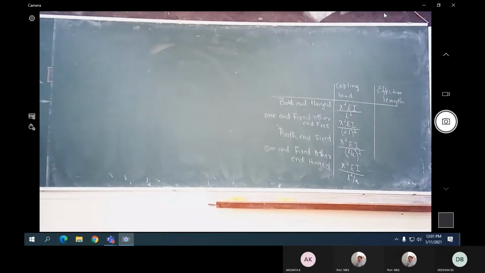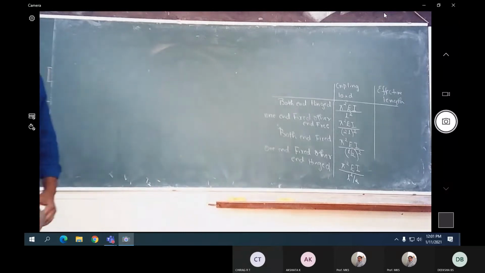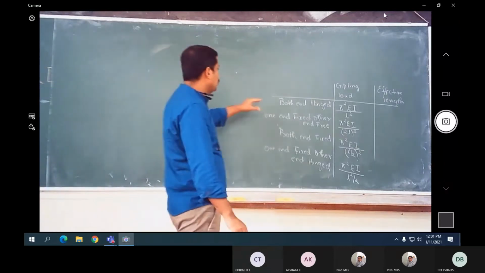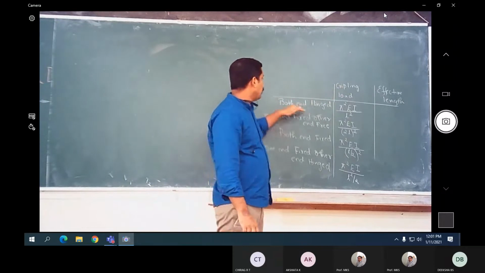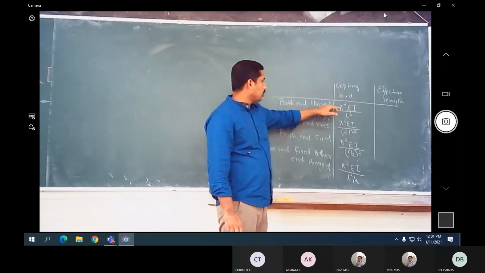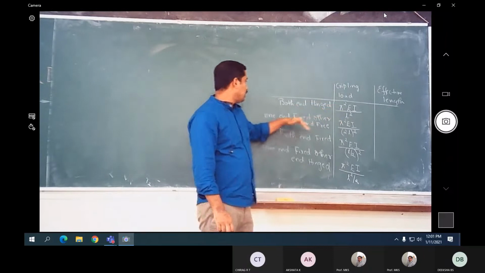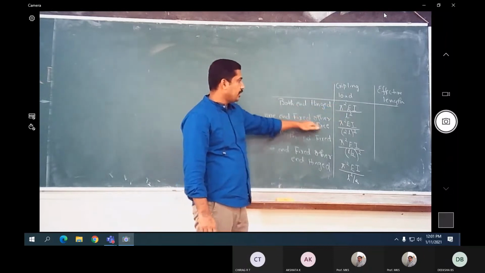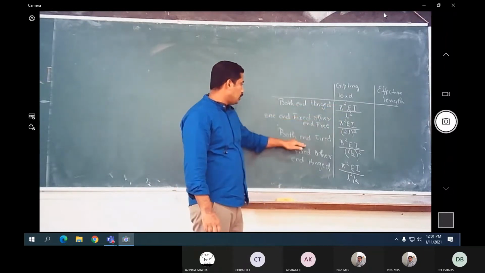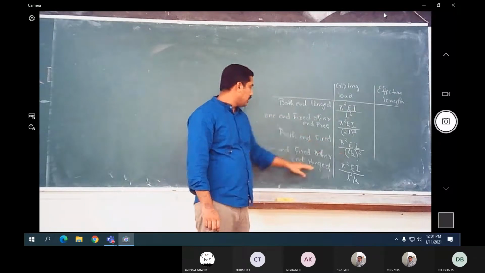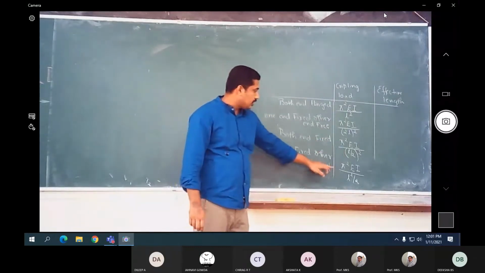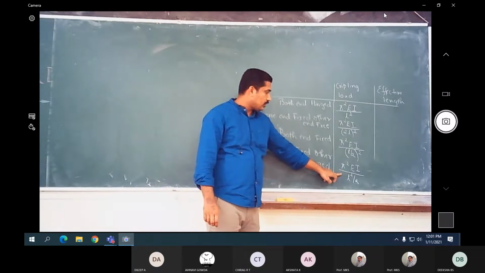So we finished with the derivation for the columns with all the four conditions. These are the derivations we derived for crippling load or buckling load. For both ends hinged, the equation is pi square EI by L square. One end fixed, other end free, pi square EI by 4 L square. Both ends fixed, pi square EI by (L by 2) whole square. And one end fixed, other end hinged, pi square EI by L square by 2.